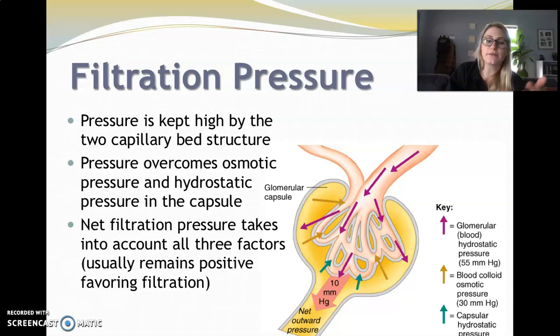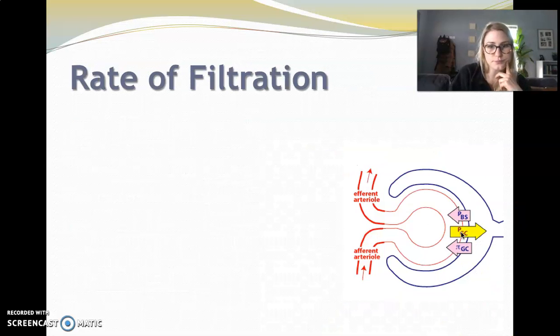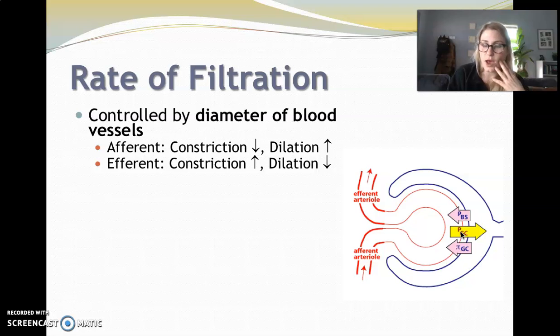So the net filtration pressure takes into account all three of those factors, the osmotic pressure, the blood pressure, as well as that hydrostatic pressure being in there. And we can see all of that over here to the side. So the rate of filtration, I also want you guys to think about the afferent and the efferent arterioles. The afferent arteriole is how blood gets into the glomerulus, and the efferent arteriole is how it leaves.